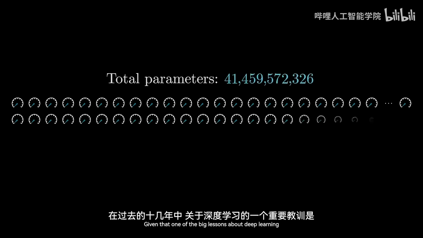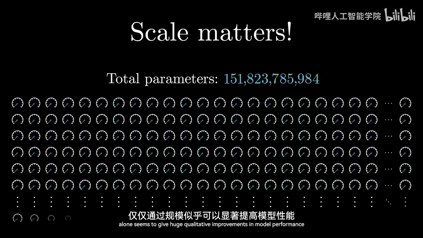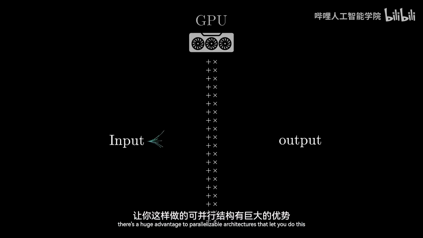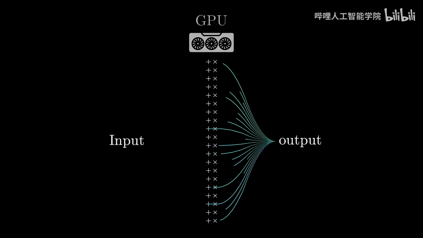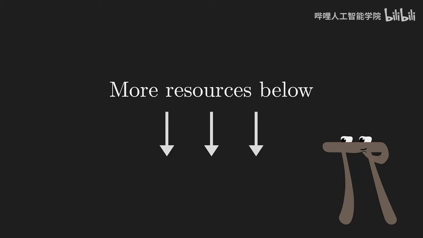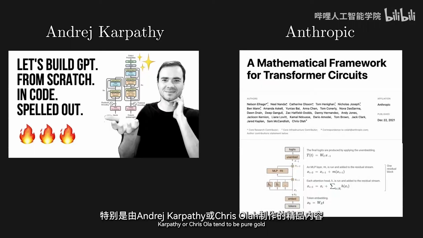Given that one of the big lessons about deep learning in the last decade or two has been that scale alone seems to give huge qualitative improvements in model performance, there's a huge advantage to parallelizable architectures that let you do this. If you want to learn more about this stuff, I've left lots of links in the description. In particular, anything produced by Andrej Karpathy or Chris Olah tends to be pure gold.